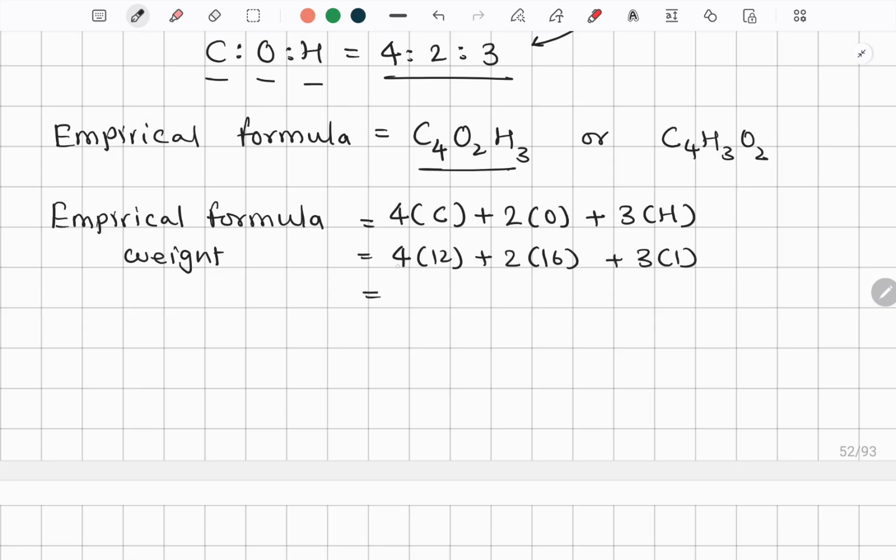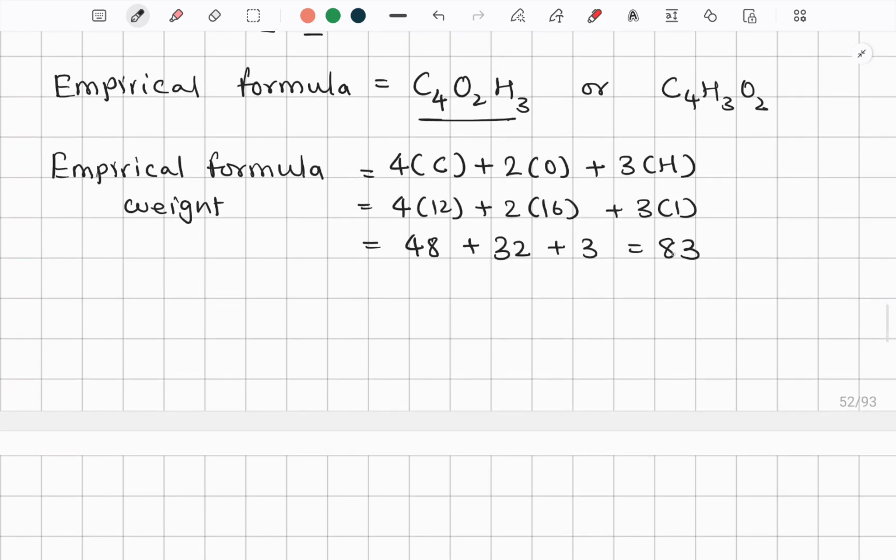1. When you multiply 12 by 4, you get 48. When you multiply 16 by 2, you get 32, and 3 into 1 is 3. When you add all these numbers, you get the answer 83. So this is nothing but our empirical formula weight, which is 83.